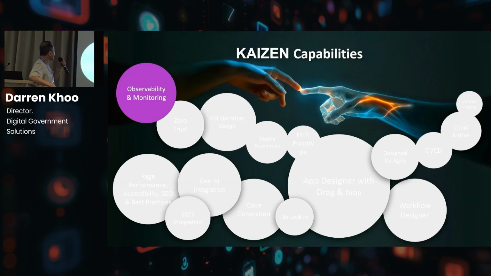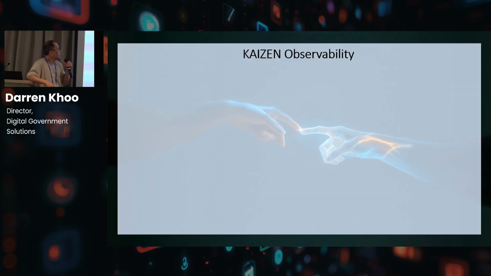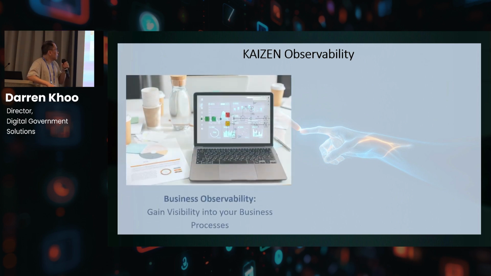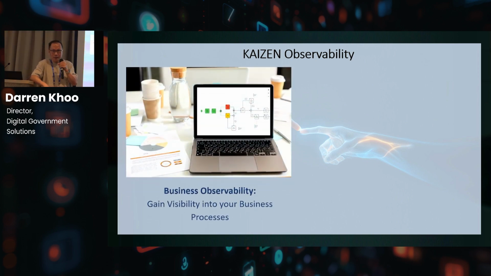So the last set of capability I'm going to share is about observability and monitoring. There are two aspects of observability. First is your business level observability, where you want to be able to track and monitor all your business workflows, how many of them are executing and which step they are now. Are there any errors and all this? So Kaizen provides this business observability, for example tracking your workflow and all this.